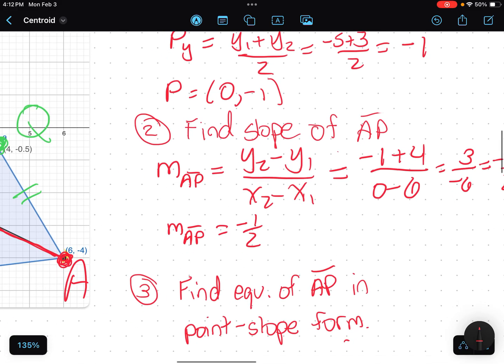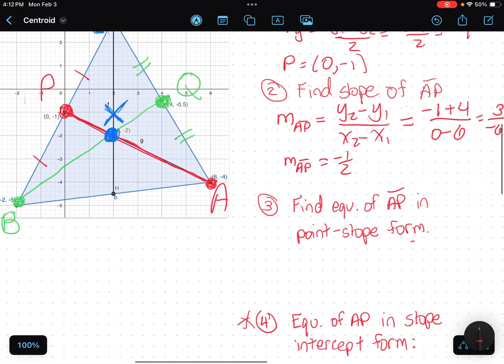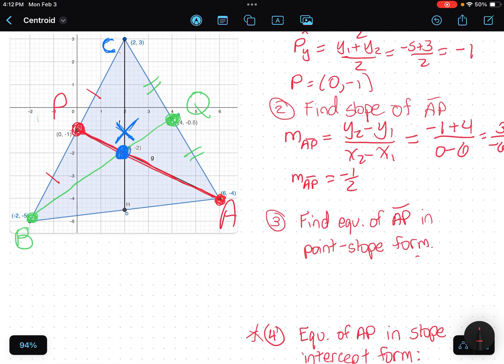Once I know the slope of AP, now I'm one step closer to writing the equation of AP. You could do this a couple different ways. I'm choosing to use point-slope form, mostly just to review that formula for you guys. It's the one that's most forgotten. So I'll write my point-slope formula here. We just found the slope to be negative 1/2, so I can substitute that, obviously.